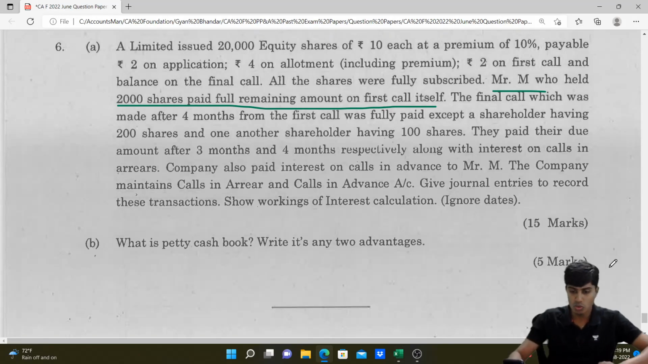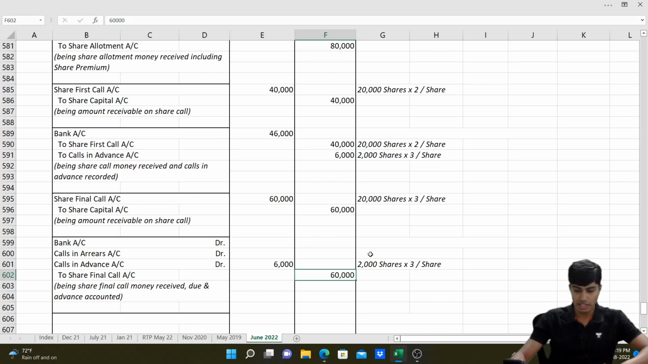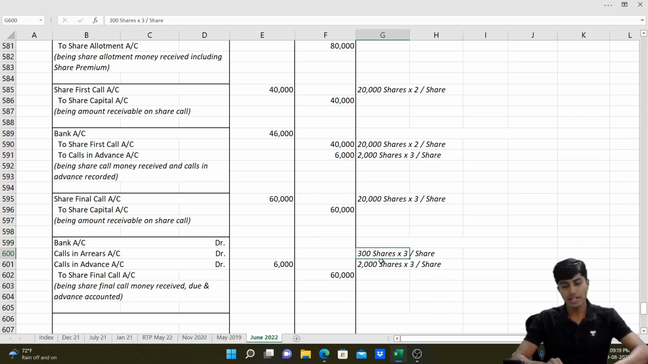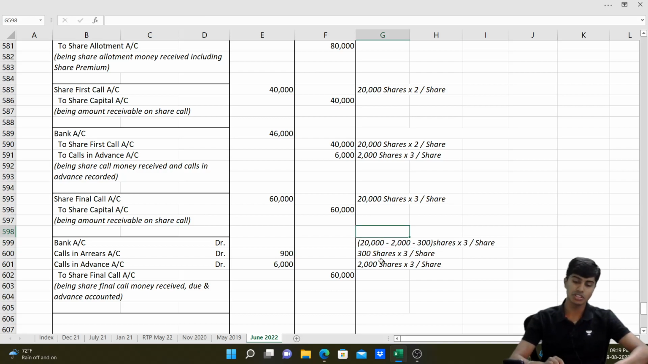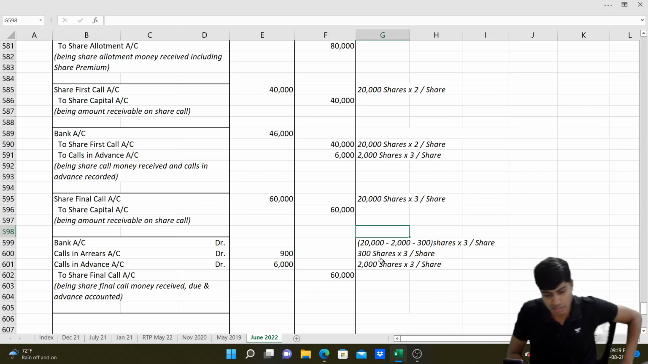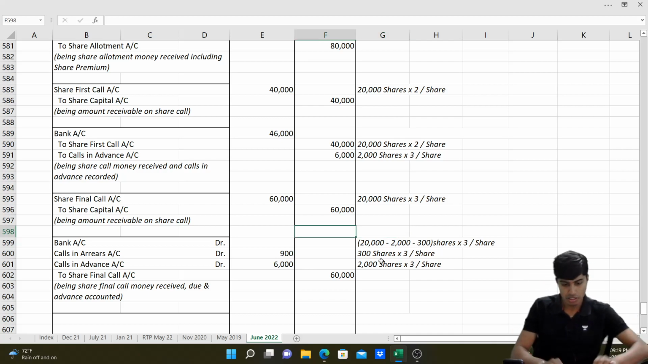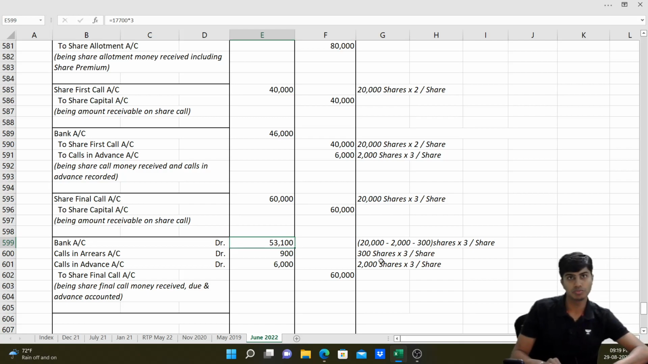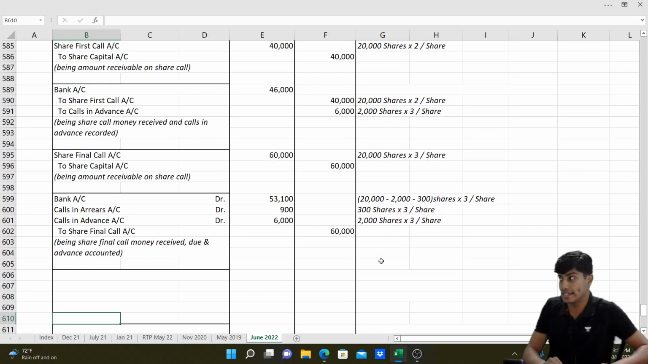And certain shareholders who are holding 100 shares and 200 shares have failed to pay money. So I will write here 100 plus 200, basically 300 shares into 3 rupees per share, which I will not receive. That is 900. And what is received is the balance, 60,000 minus 6,900. Of 20,000 shares, 2,000 received in advance, 300 in arrears. So if we deduct 2,300, I'm left with 17,700. Those 17,700 shares into 3 per share is what we receive now, 53,100. Done. And now we need to pay interest on calls in advance and receive interest on calls in arrears.